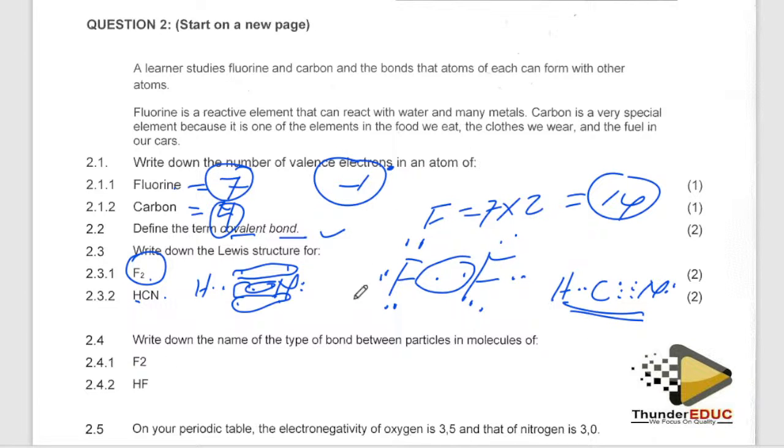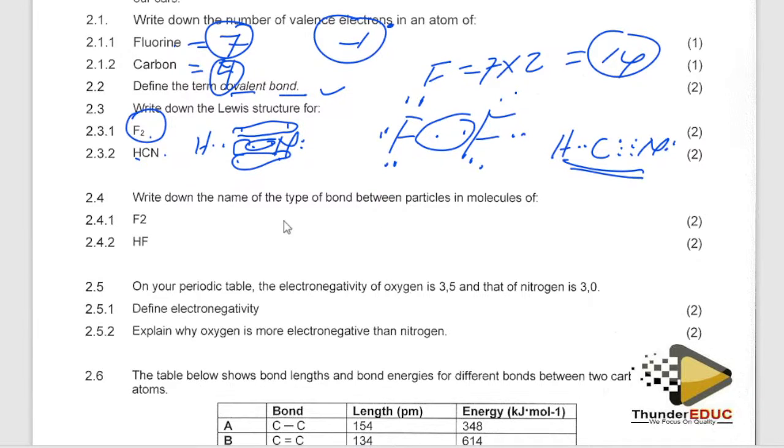Then when you go to write down the name of the type of bond between particles in the molecules, they're saying particles in the molecules, not between the molecules. Meaning they're looking for the bond between these atoms. How do you call that bond? Basically, these are as a result of sharing. Hence, they are going to be covalent bonds, and they are formed by sharing of electrons.